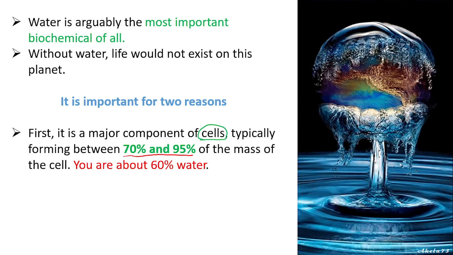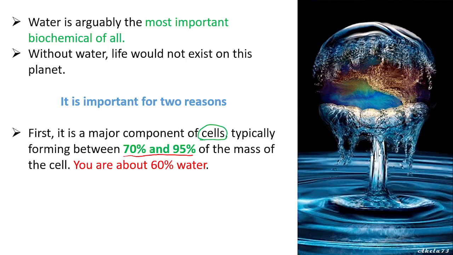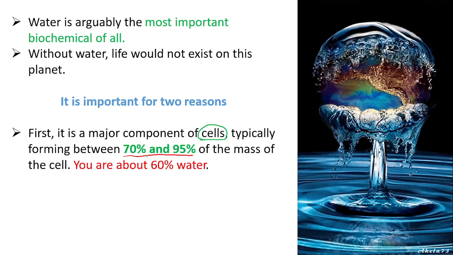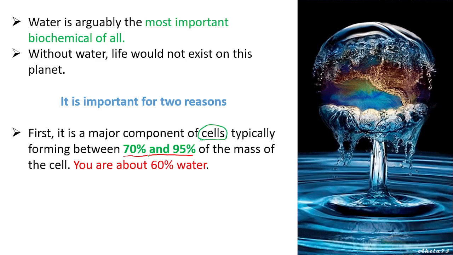So this simply means that most of the chemical reactions in the human being take place in the presence of what? Of water. So you can talk about metabolic reactions, which are classified into two. We have catabolic and anabolic. So we have two types of metabolic reactions, catabolic and anabolic reactions. All those reactions surely take place in the presence of what?